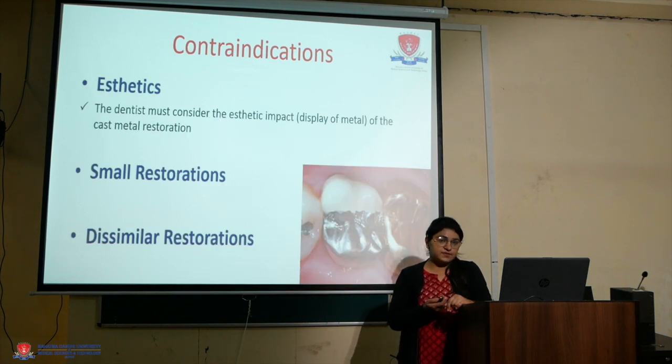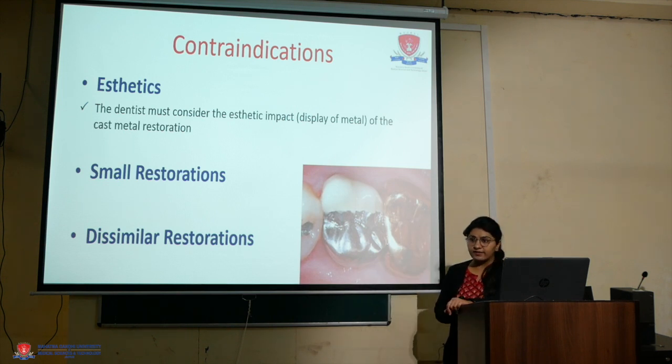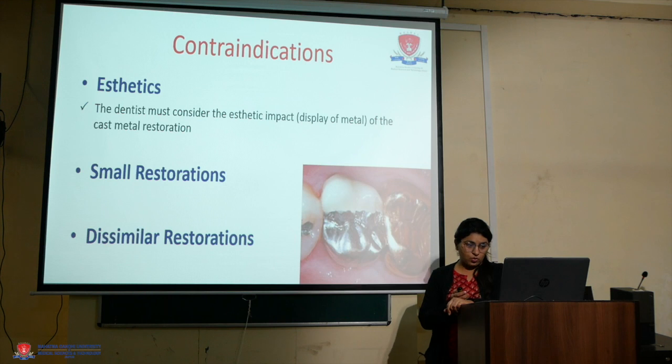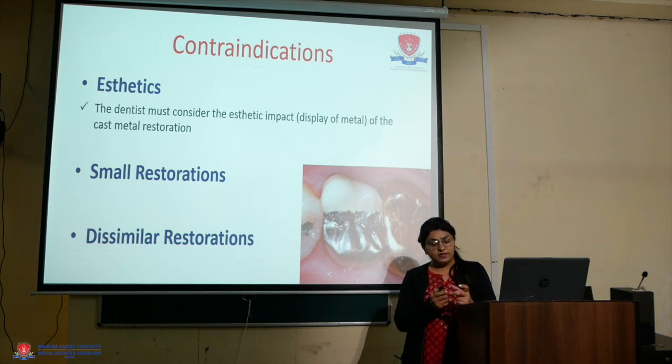Then aesthetics, because they are made up of metal alloys, so definitely they do not provide the aesthetics that is required. Then small restorations, since they require a lot of preparation, so in small cavities these restorations are not preferred. Dissimilar restorations, because they can lead to certain kinds of galvanic currents or shocks, so again not indicated in such cases.